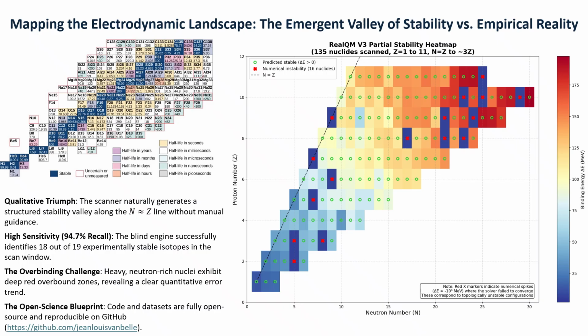It was successful and not successful. I think of it as a qualitative triumph. I'll explain the results, and that's what you see on the right-hand side. This stability heat map is based on that scanner I mentioned, where we drop a proton or a neutron and see if it is stable or not, if the engine can find stability or not.